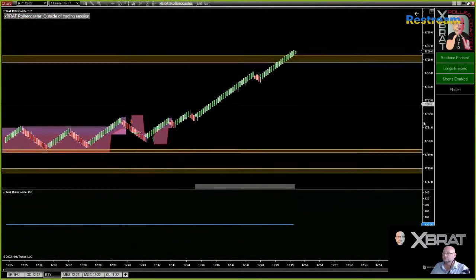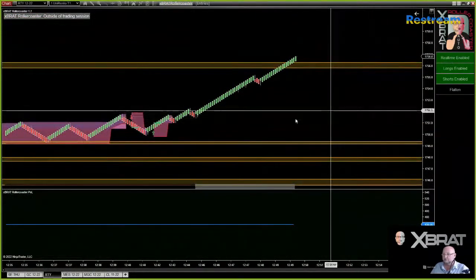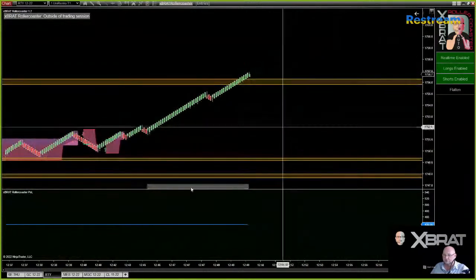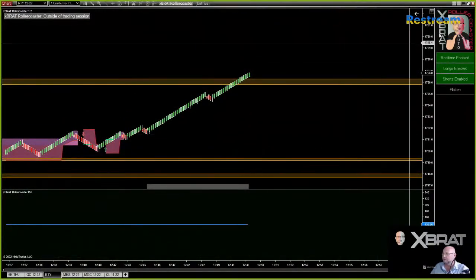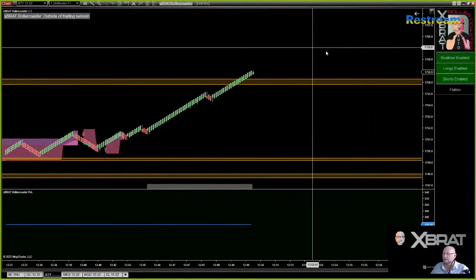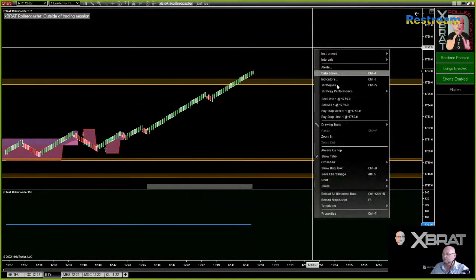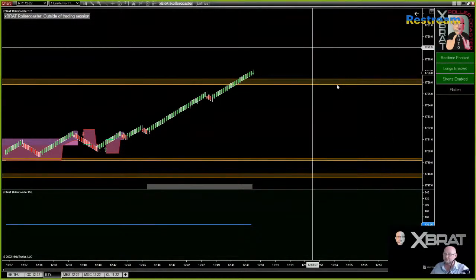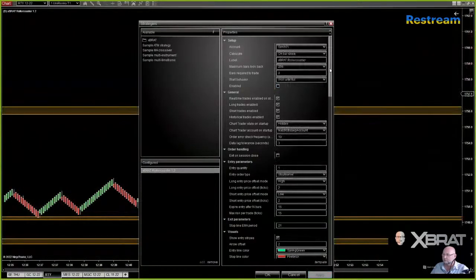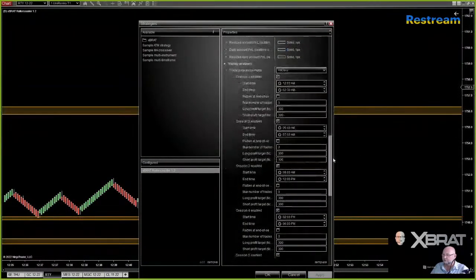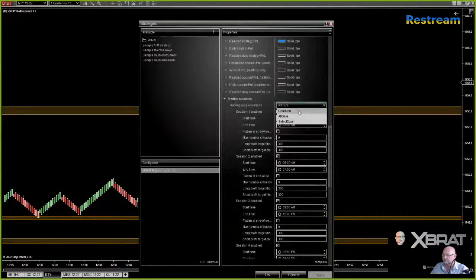Again, not the right time of day to run this. That's why I'm on the gray here. I'm on the gray, it won't take a trade. So bear with me. I am going to have to go to the strategies because I actually want to hopefully, on air, get a trade, but it is the wrong time of day. It won't trade if it's not within a certain hour. So if I just switch that off a second.